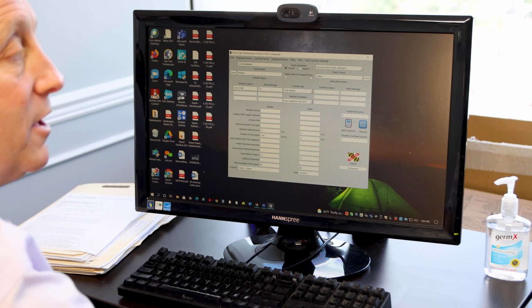Plaintiff's name, we're going to put mother for now. Defendant's name, we're going to put father. Children's name, I just put one child. If there are 2 children, you put the other child's name, or 3 children. It calculates it all the way up to 6 children. You're going to put that child's date of birth.